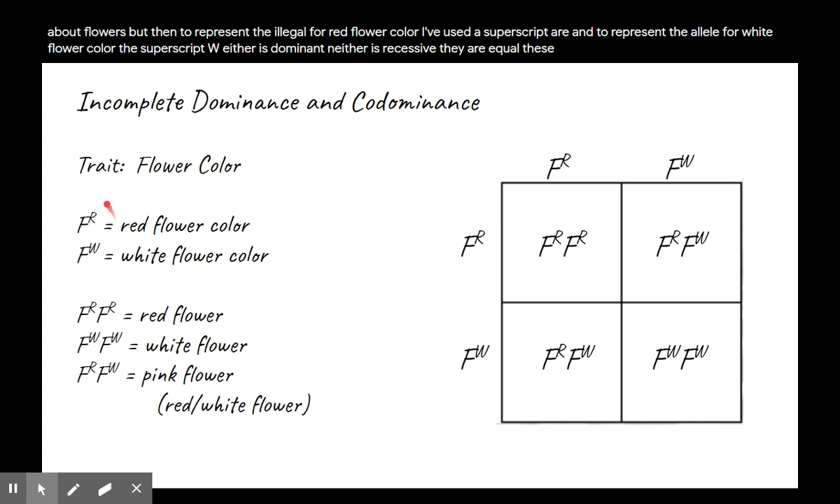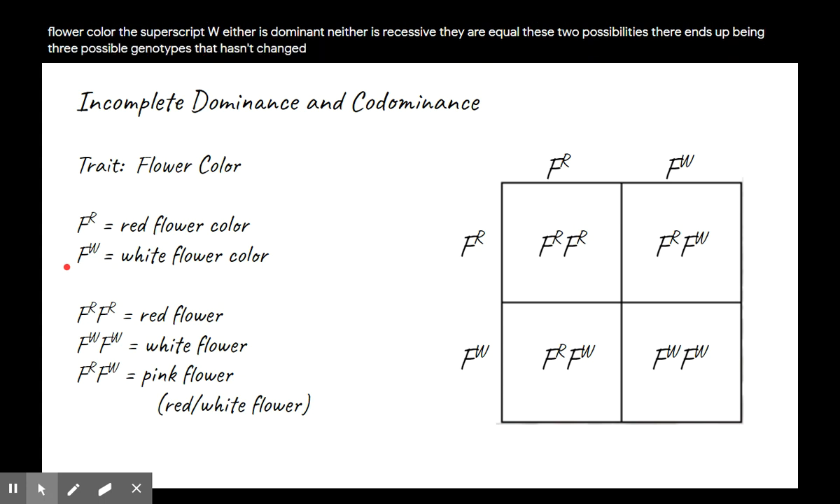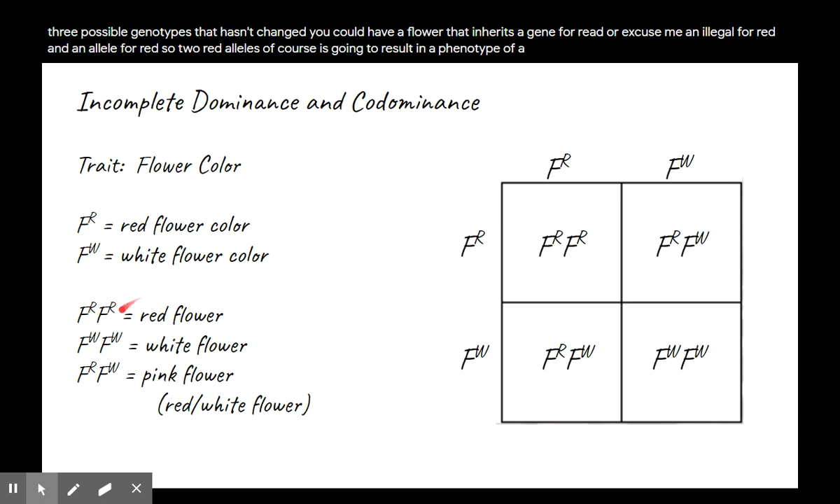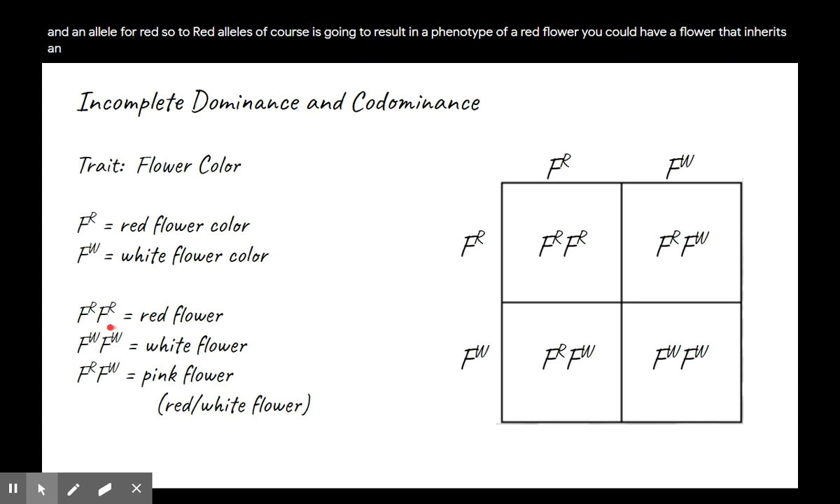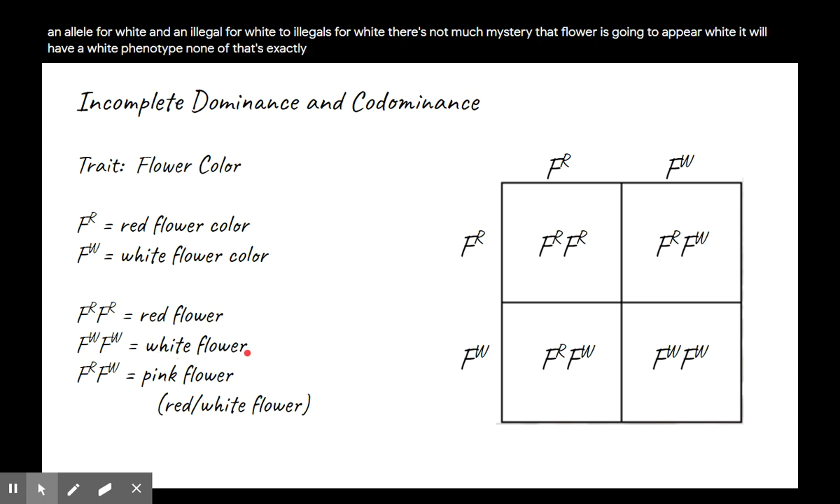So of course, with these two possibilities, there end up being three possible genotypes. That hasn't changed. You could have a flower that inherits an allele for red and an allele for red. So two red alleles, of course, is going to result in a phenotype of a red flower. You could have a flower that inherits an allele for white and an allele for white. Two alleles for white. There's not much mystery. That flower is going to appear white. It will have a white phenotype. None of that's exactly newsworthy.